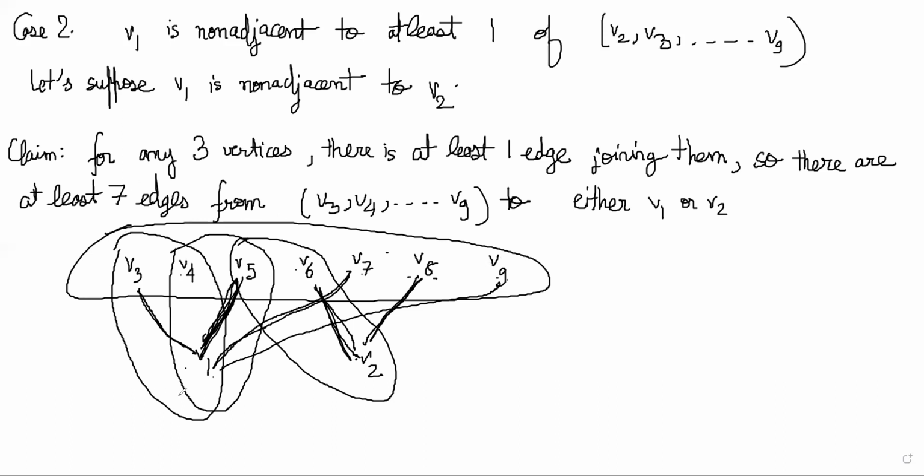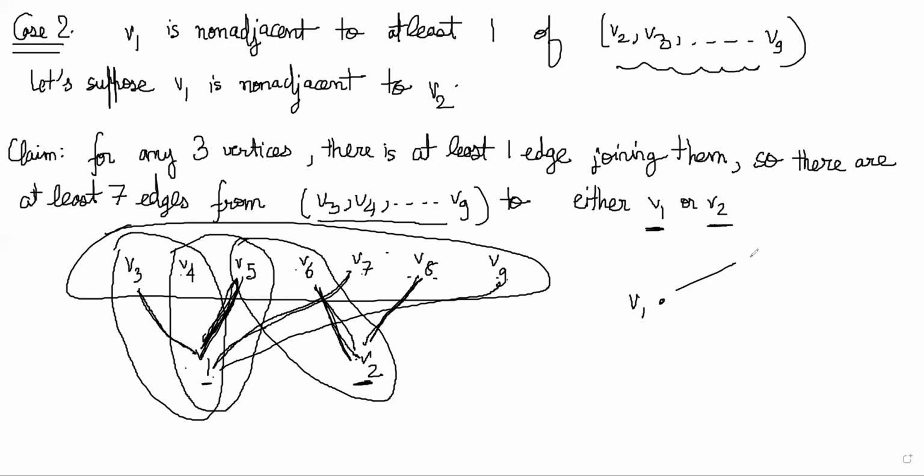And the only thing I know is that V1 and V2 are not connected and V1 is now non-adjacent to at least one out of this, right? That was my case 2. So you can convince yourself that there will be at least 7 edges from 3 to 9 to either V1 or V2. It could even be just like this.